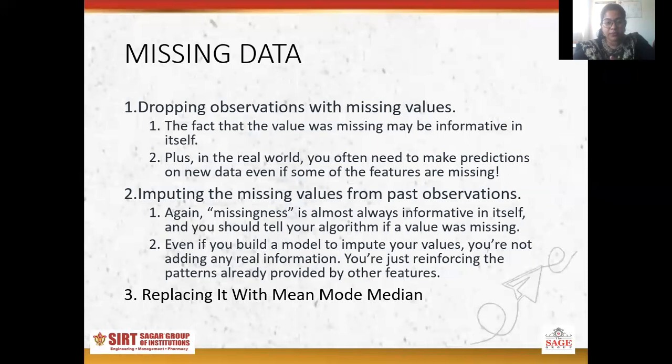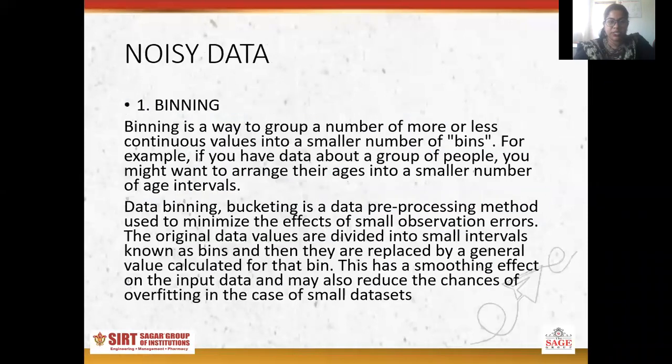And the third is replacing it with either the mean, mode, or the median. If some of the values are missing for a particular column, we can go ahead with the mean of that column and fill that value in, or we can go with the mode or the median. This is how we deal with missing data. What will we do if we have noisy data?